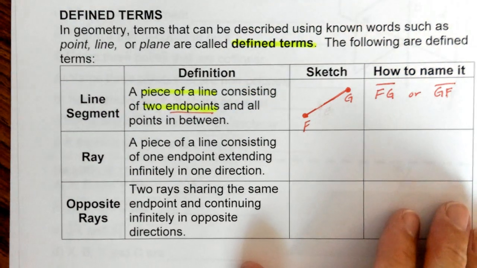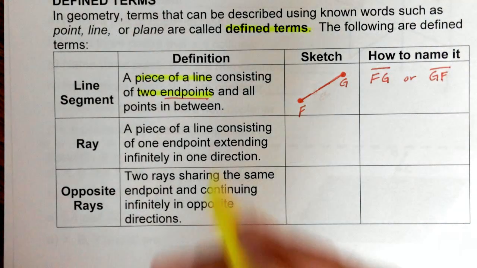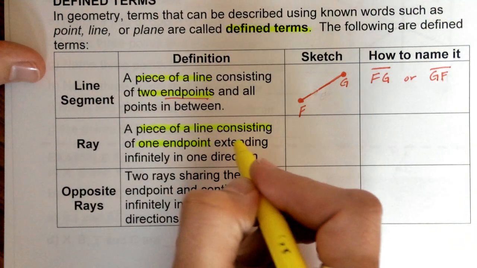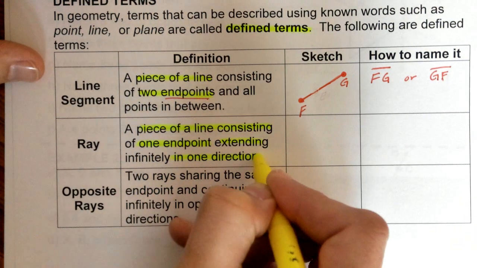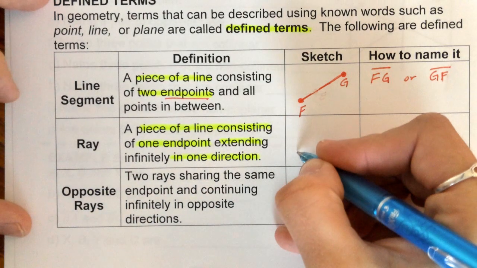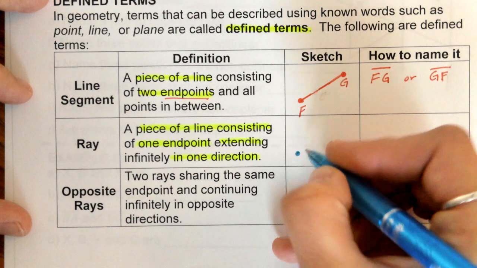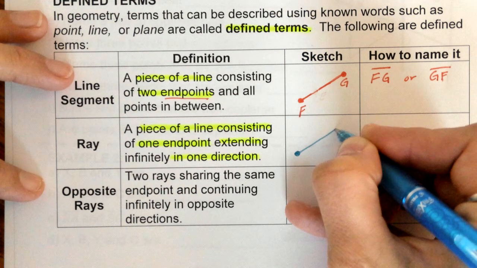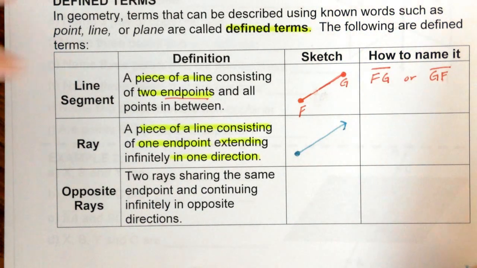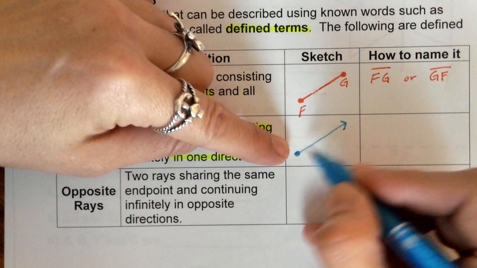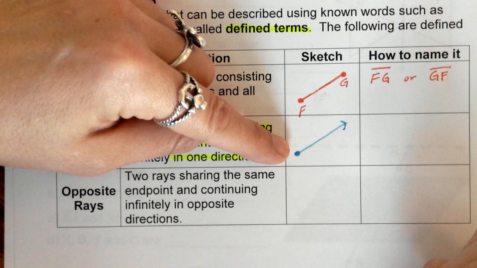When we move to a ray, a ray is going to be a piece of a line consisting of one endpoint and extending indefinitely in one direction. What I like to say is this is if a line and a line segment had a baby. So you're going to have the line segment part of it where you have a starting point. It's like a ray of the sun. It starts at the sun and it shoots outward and it's going to continue on in one direction. So there's an endpoint like the segment, and then you've got an arrowhead like your line up above.